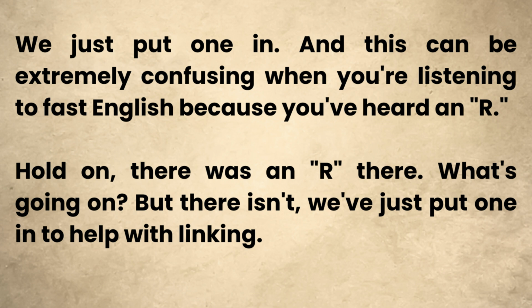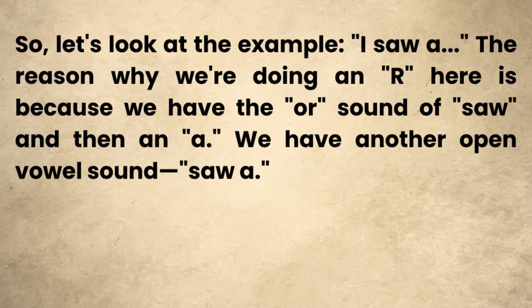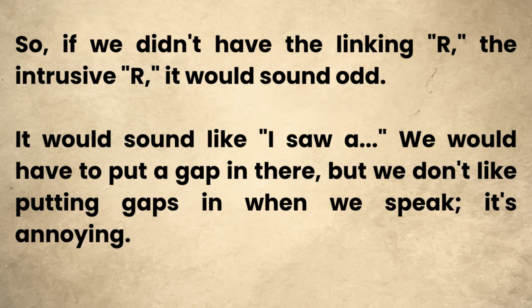And this can be extremely confusing when you're listening to fast English, because you've heard an R. Hold on, there was an R there. What's going on? But there isn't. We've just put one in to help with linking. So let's look at the example. "I saw a..." The reason why we're doing an R here is because we have the OR sound of "saw" and then an "a". We have another open vowel sound, "saw a". So if we didn't have the linking R, the intrusive R, it would sound odd. It would sound like "I saw... a." We would have to put a gap in there, but we don't like putting gaps in when we speak.